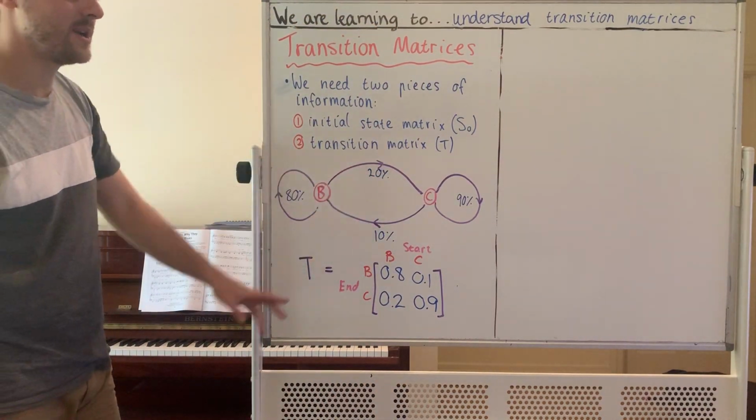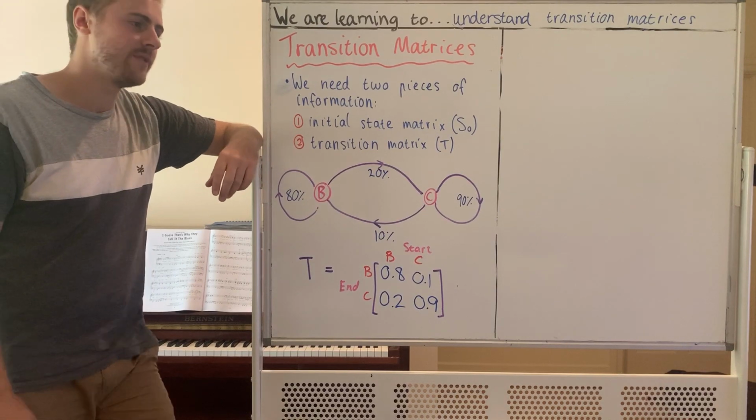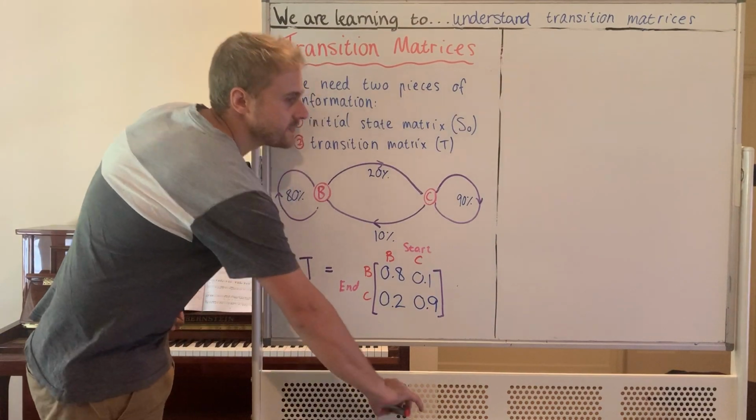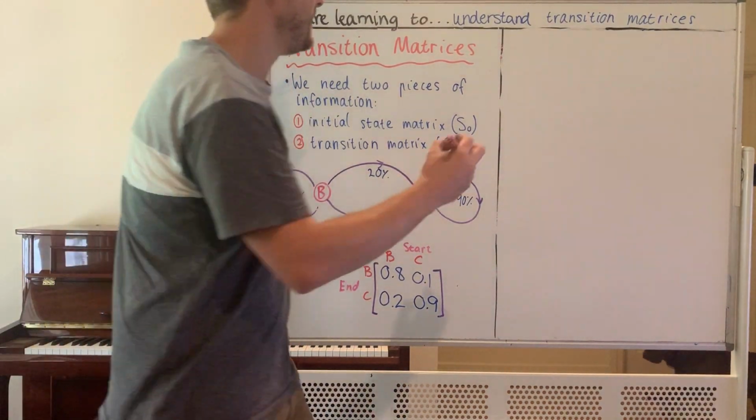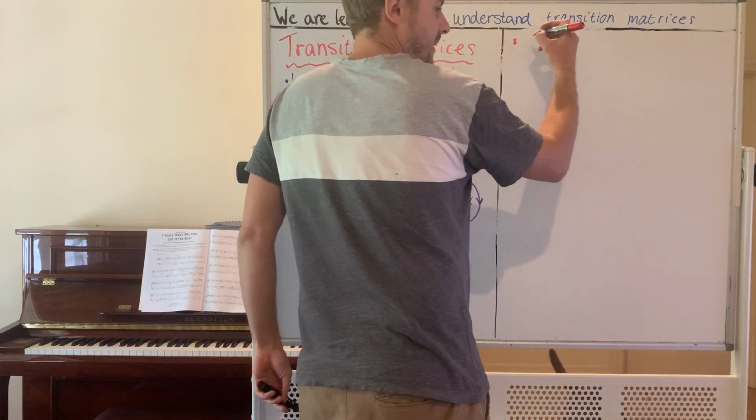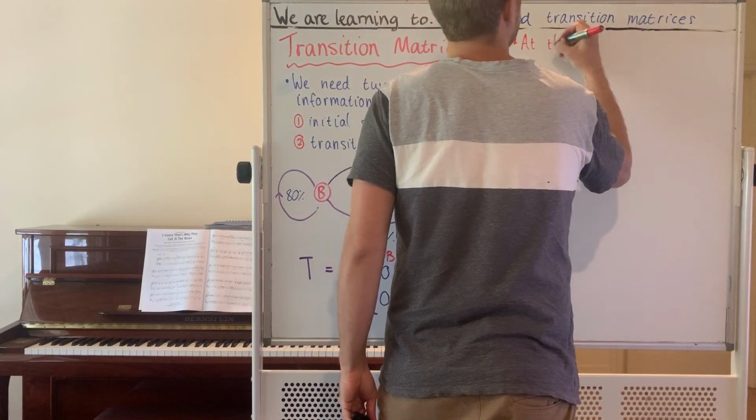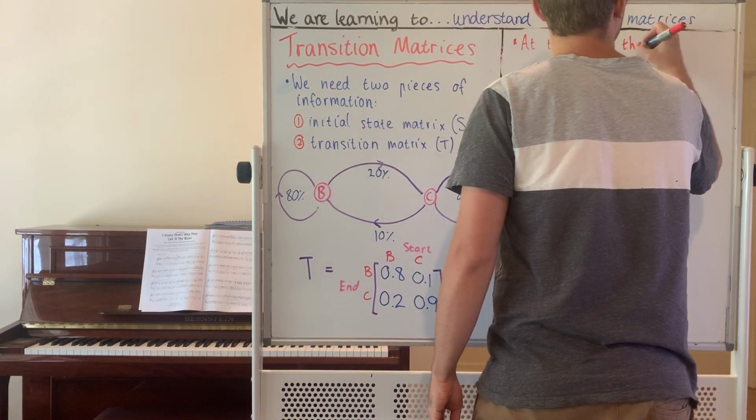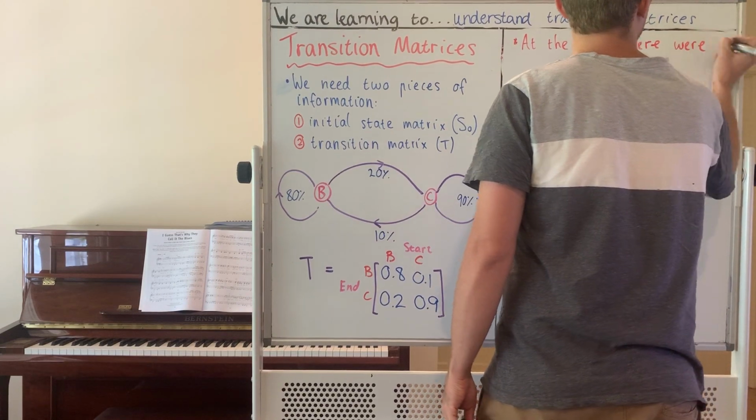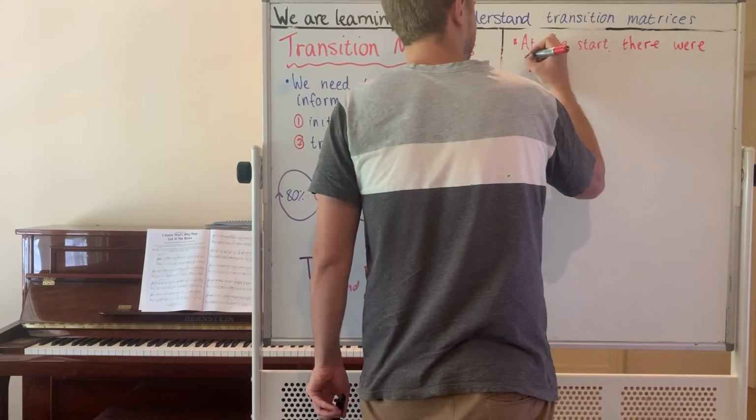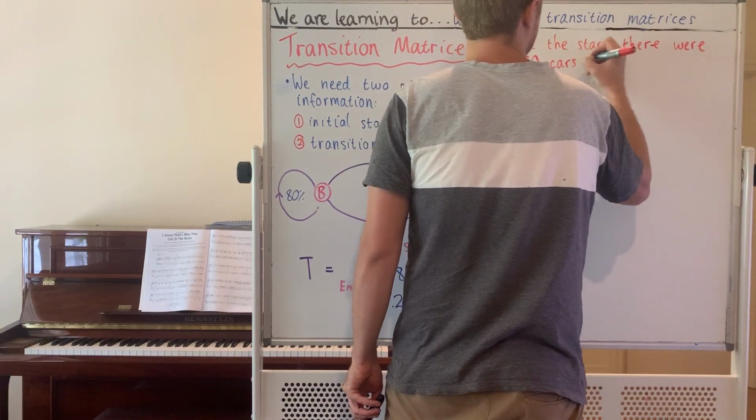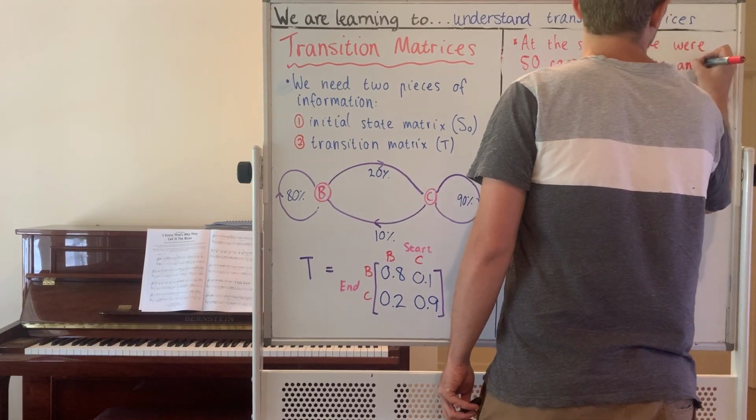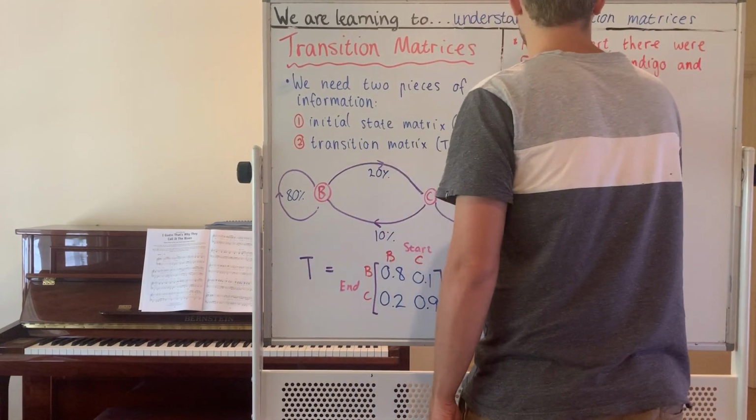Sometimes it's represented in a diagram like this, sometimes it's given to us in a worded form, which is the next one we're going to go over. Alright, extending on to this one, let's say at the start, or initially, there were 50 cars in Bendigo, and 40 in Colac.